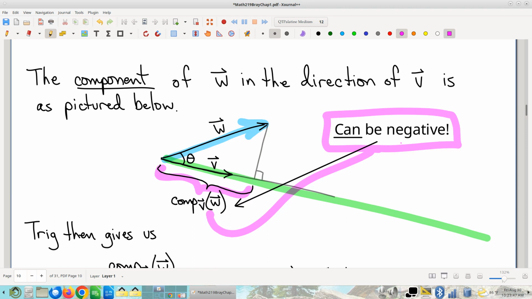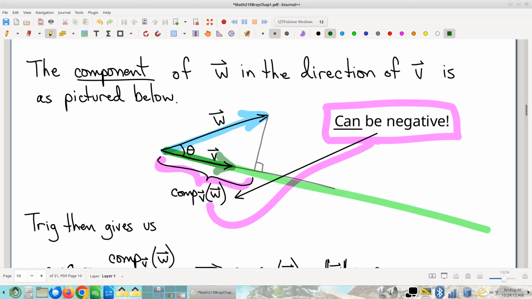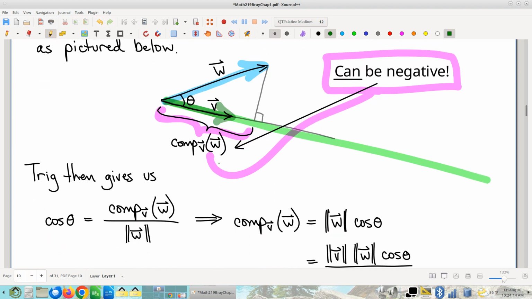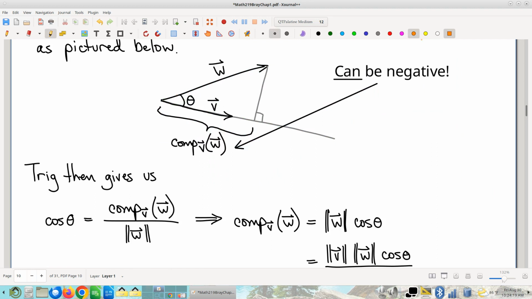Okay, so how do we get our hands on this? Well, we would need to talk about the direction in specific terms. Very often there is another vector that we use to indicate the direction we care about for W. So some vector V defines the direction we're talking about. Okay, and so how do we compute the component? The big idea is to just notice that this is a right triangle.